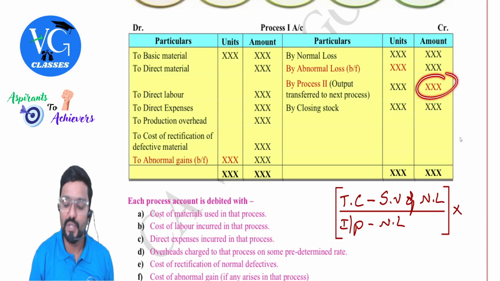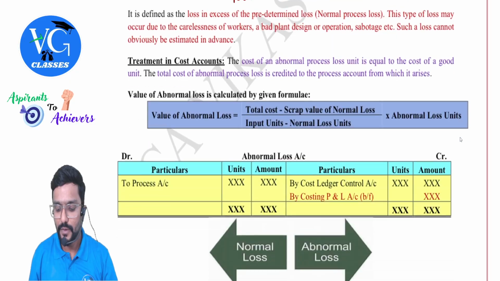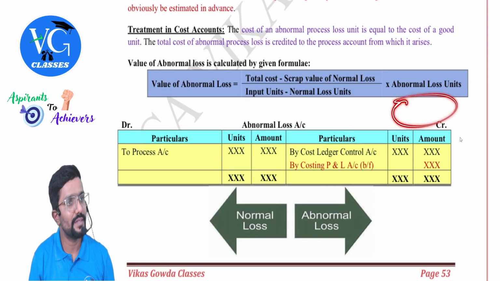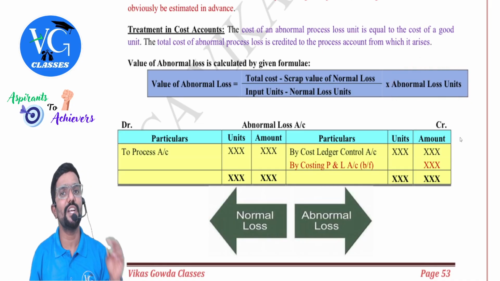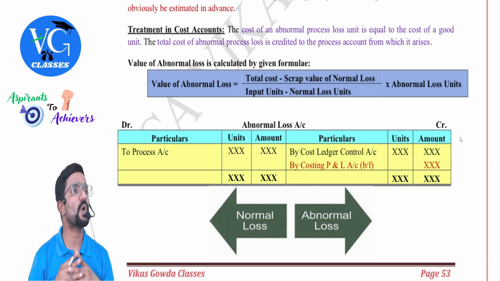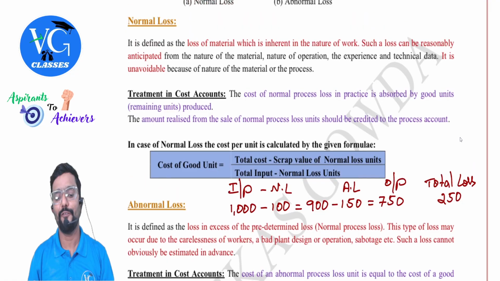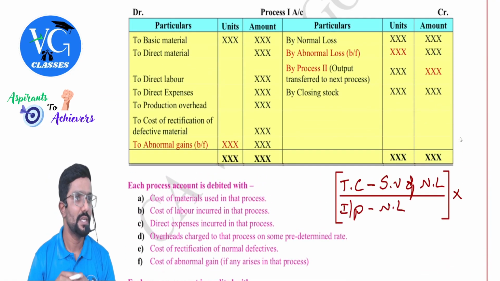Or else, even this you can calculate. How is it, sir? If you multiply the cost per unit with the number of units of output, you will get the same answer. Here we multiplied with abnormal loss units. Instead of that, if I take the number of units transferred to the next process, I will get the cost of output transferred to the next process. Clear? And if they have given closing stock, you will consider that also on the credit side.